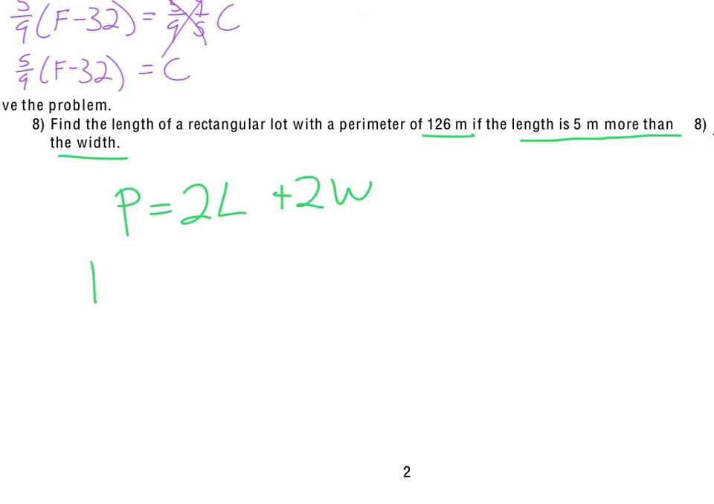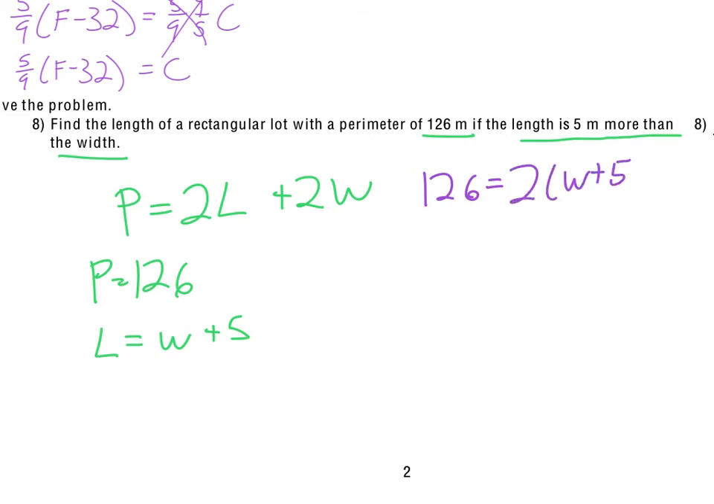They tell us the perimeter is 126, and they tell us that the length is 5 more than the width. So if we plug in our different values, we would get 126 equals 2 times the length, which is really W plus 5, plus 2 times the width. And so simplifying the right-hand side a little bit, we distribute the 2. We get 2W plus 10 plus the 2W.